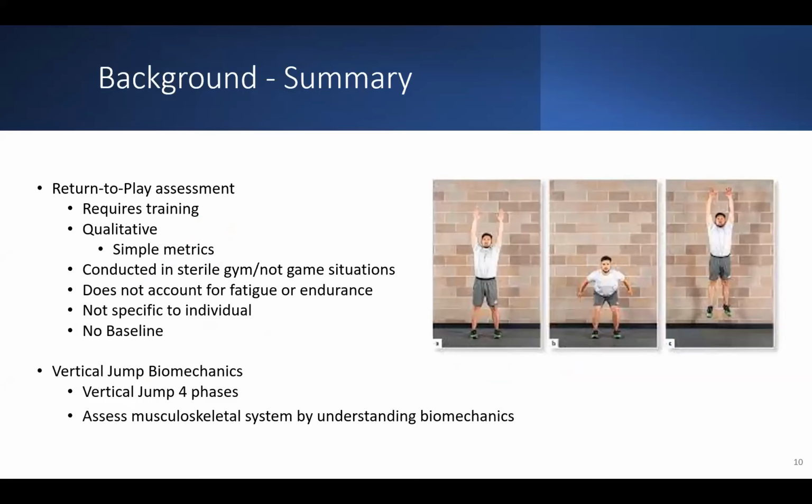So as a background summary, return to play assessment requires training. It's currently very qualitative with simple metrics, conducted in a sterile gym, not game environments. It's not specific to an individual, and it does not account for endurance or fatigue. And there's no baseline from athlete to athlete, school to school, or division to division. So, vertical jump biomechanics, the vertical jump's four phases, and we believe we can assess the musculoskeletal system by understanding biomechanics.